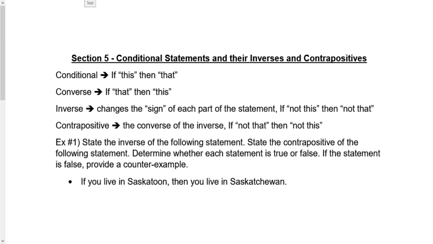And our last section here, we talk about conditional statements, their inverses, and their contrapositives. Of course, we'll also talk about the converse. So long story short, we have this conditional statement and the converse, which just mixes this and that, just switching the two parts of the statement.